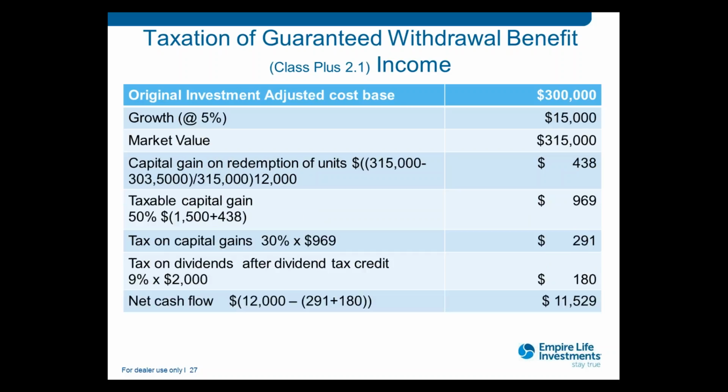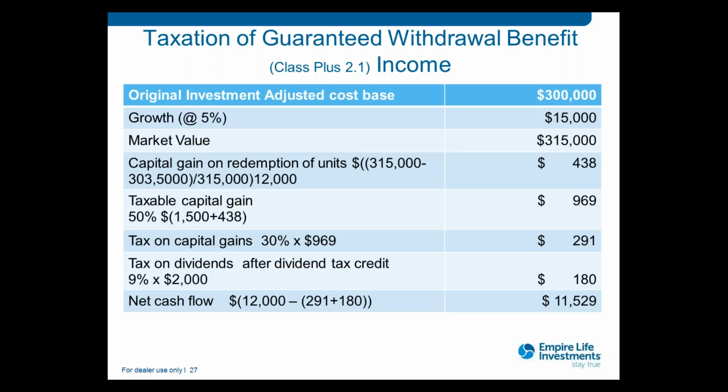Again, what's happening here is there's going to be a capital gain on the redemption of units. That's going to trigger about $438 of capital gains. A proportionate share of units had to be surrendered to generate that $12,000 of cash flow, I should say. The taxable capital gain will be 50% of the $1,500 of realized capital gains because there were some holdings sold, plus the $438 of capital gains that reflected the surrender of some units. So that's going to be a total of $969.